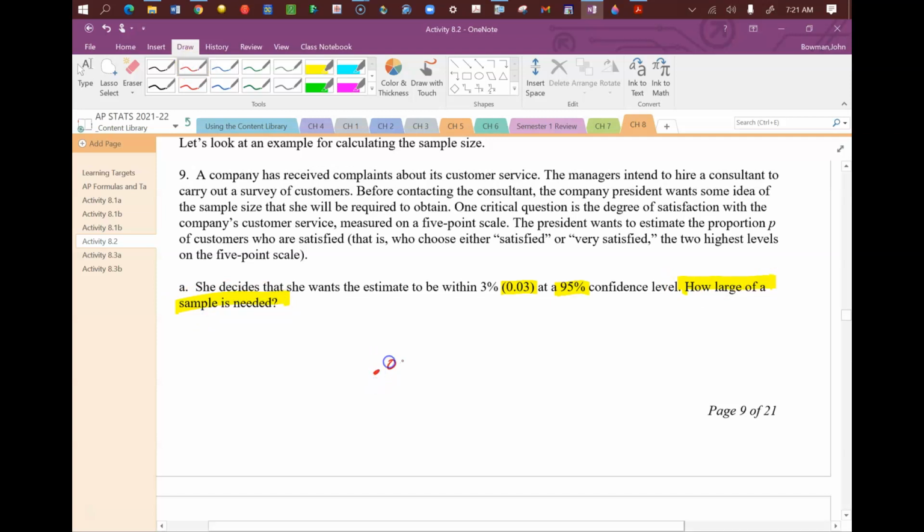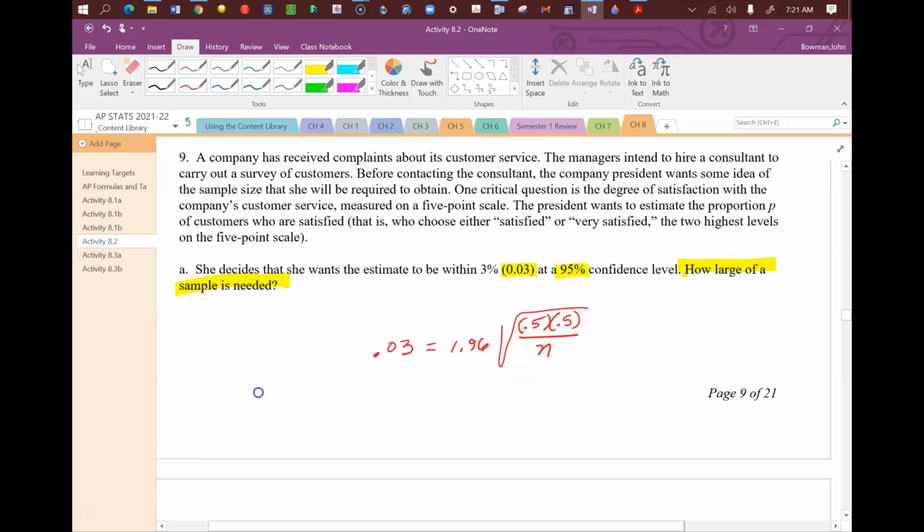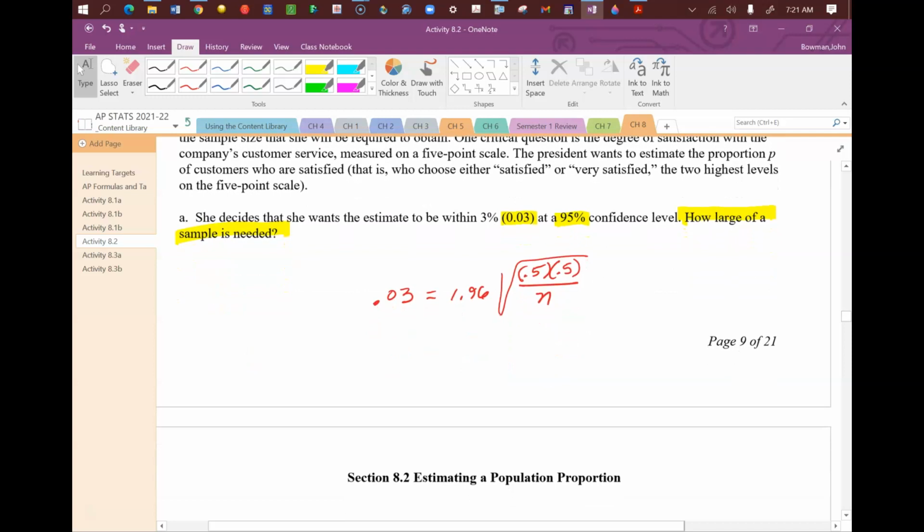We know we want the margin of error to be 0.03. We know the critical value for a 95% confidence interval is 1.96, and we have no idea what the sample proportion is, so we're going to use 0.5 for that. And basically, we're going to solve for n. So, a little algebra skill here. We want to isolate n. Here's my suggested way for solving for this.